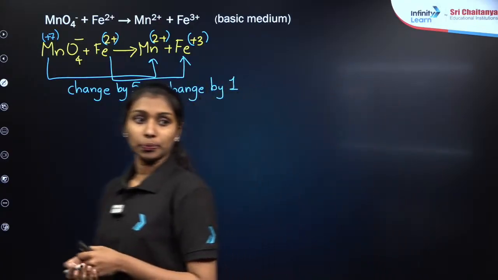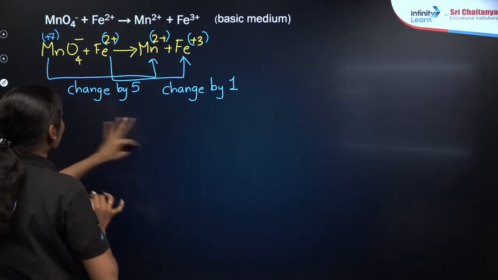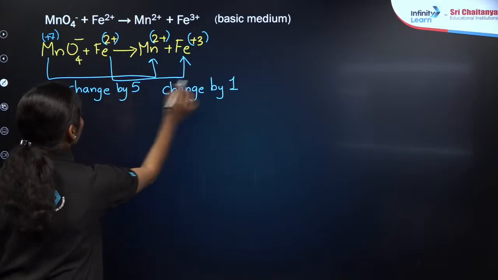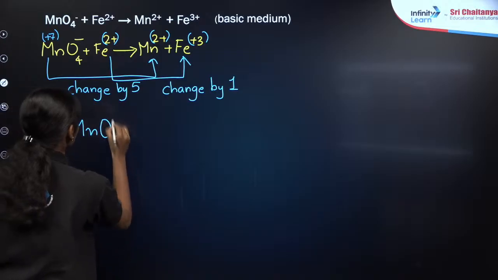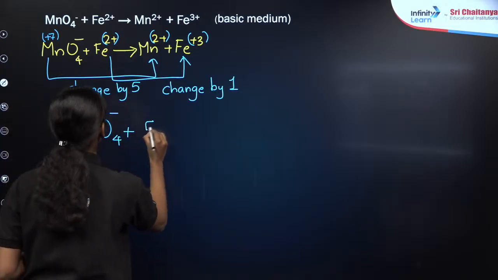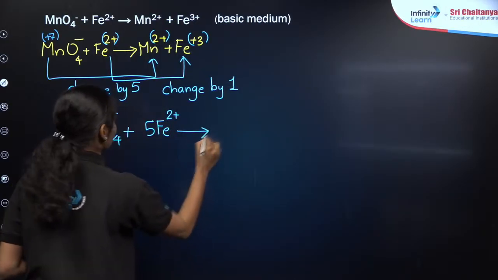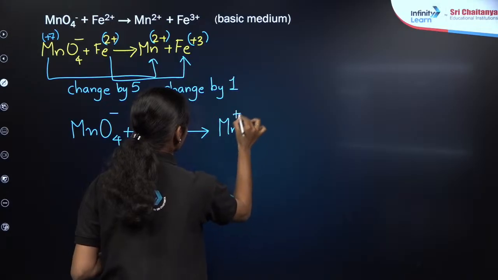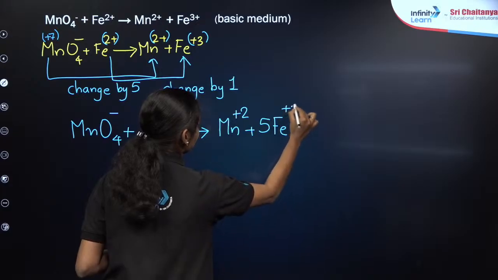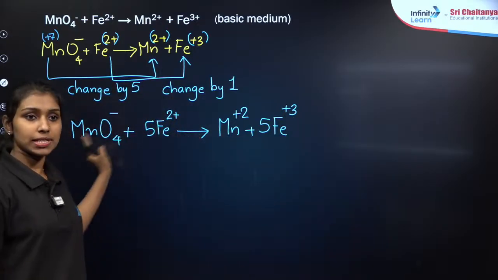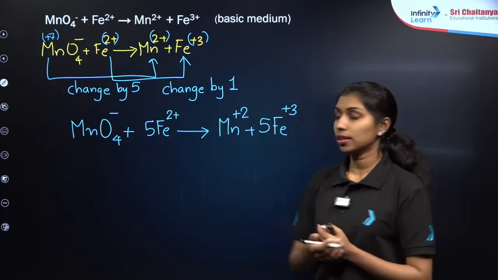Then what will be the next step? You have to just cross multiply the change in oxidation numbers. So I am writing the cross multiplying equation here. Is there any doubt in this particular step? I have just cross multiplied the change in oxidation numbers.